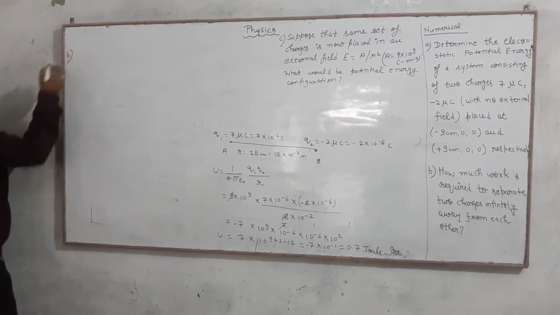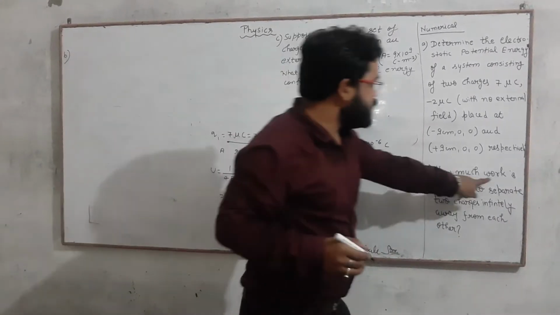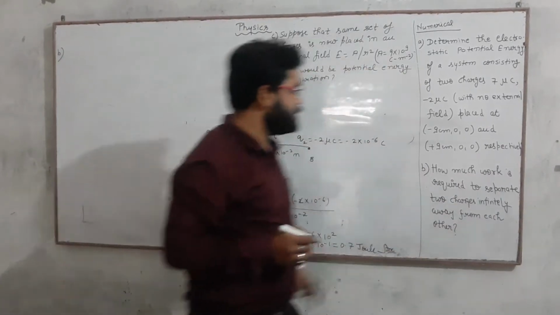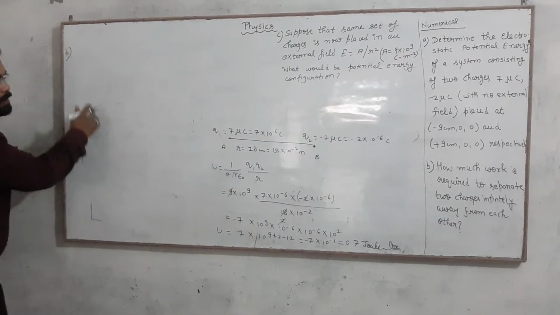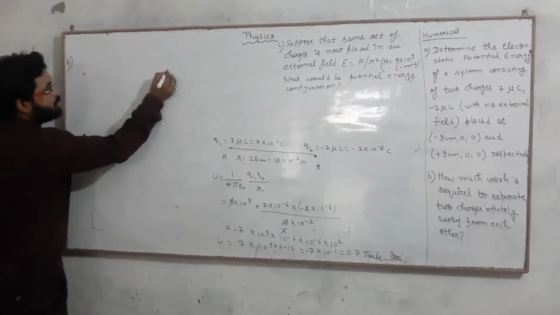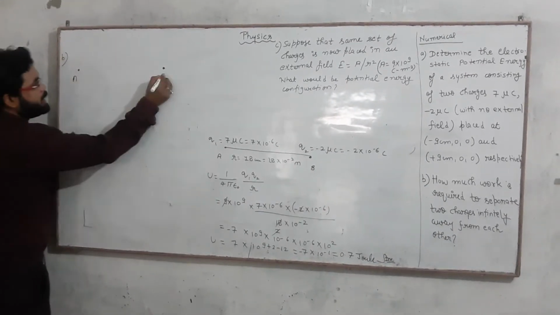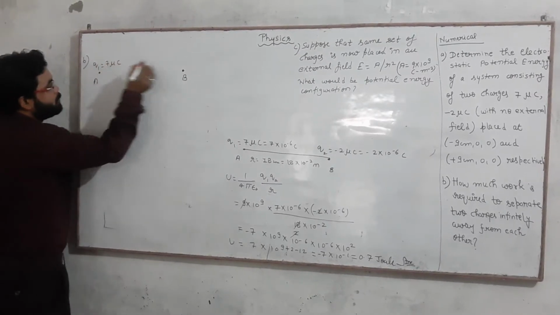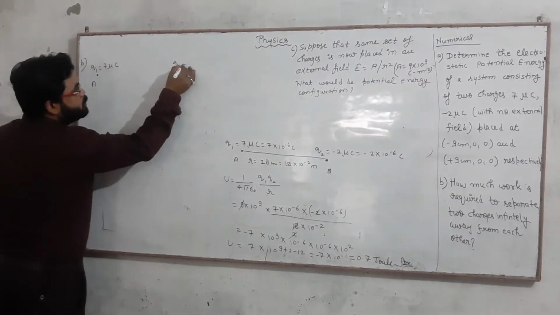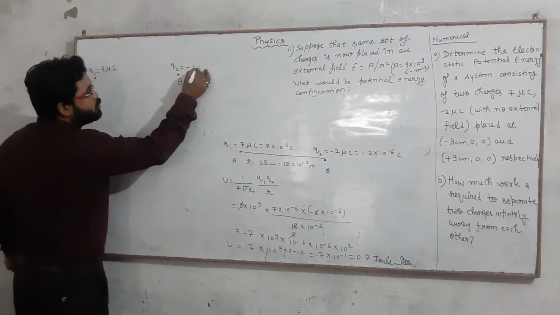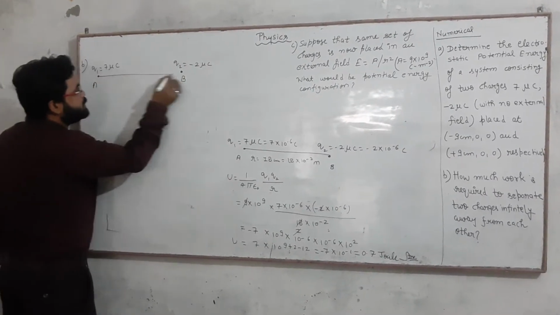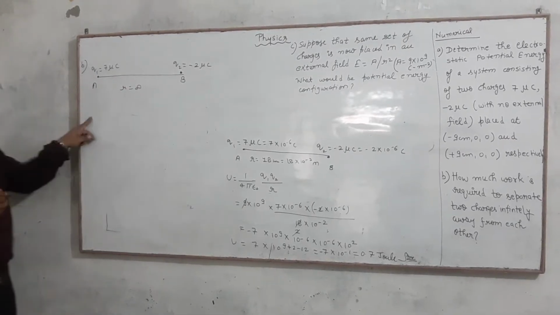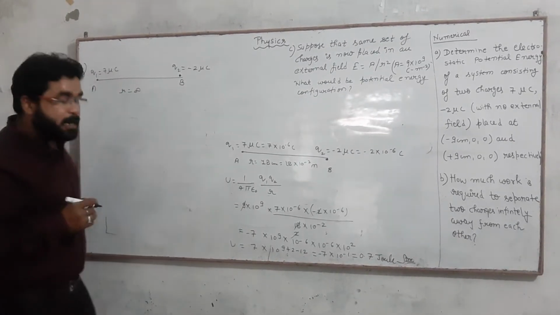In part B, how much work is required to separate the two charges infinitely away from each other? Here they are saying there are 2 points A and B, and at A the charge Q1 is equal to 7 microcoulomb and Q2 is equal to minus 2 microcoulomb, but the distance between these two charges R is equal to infinity.